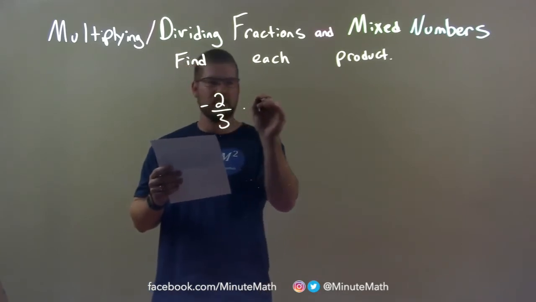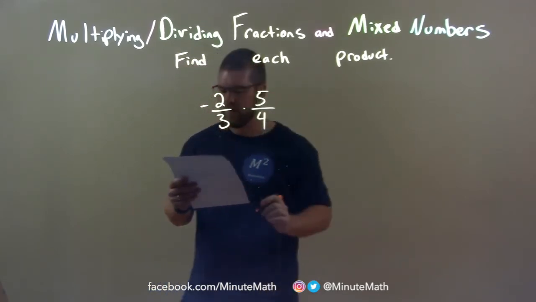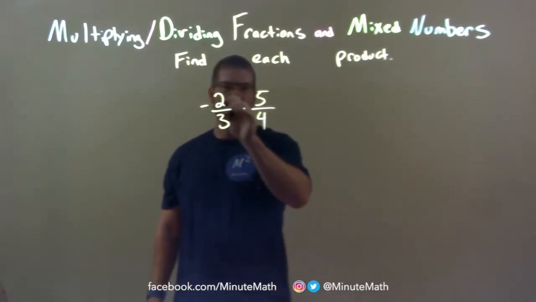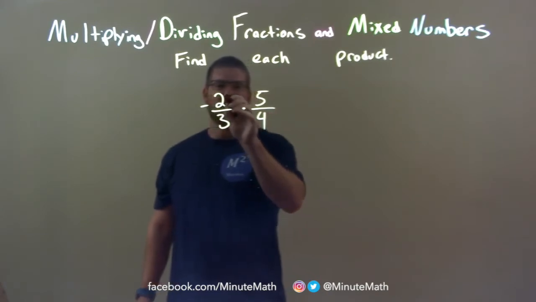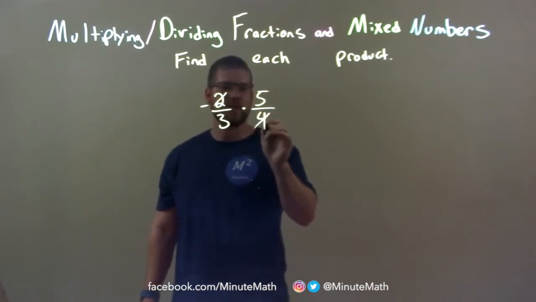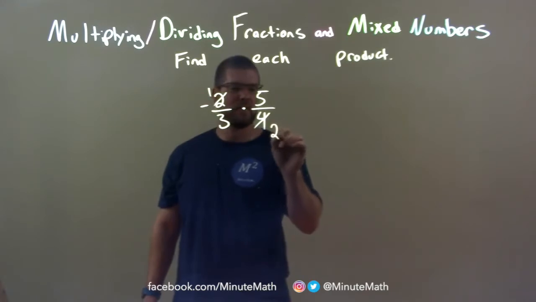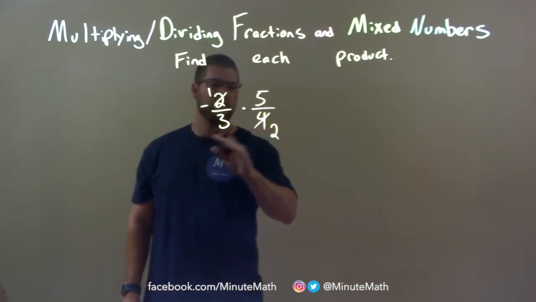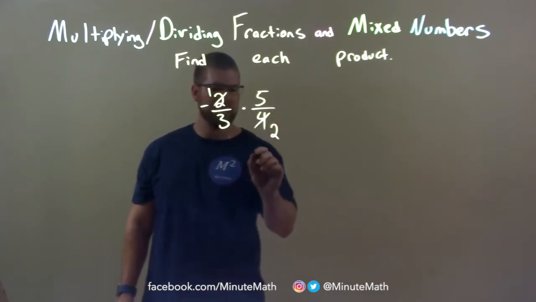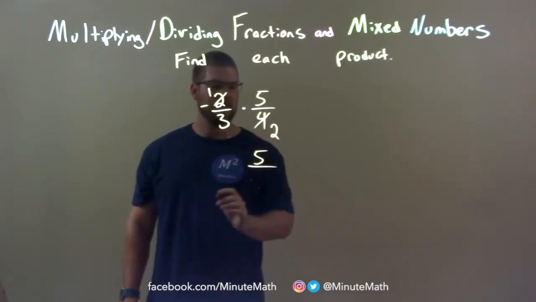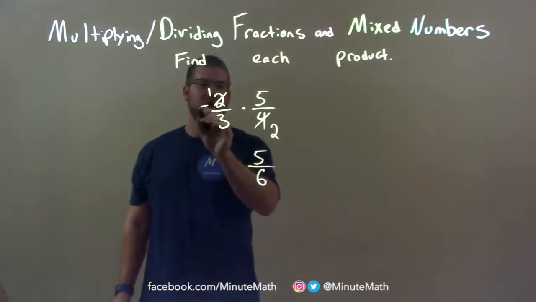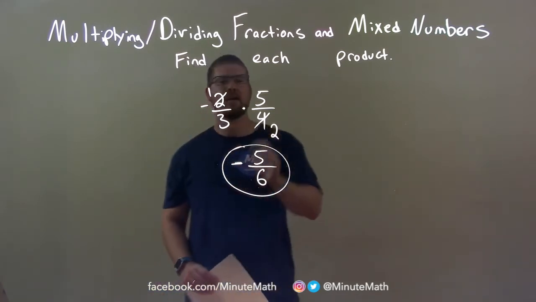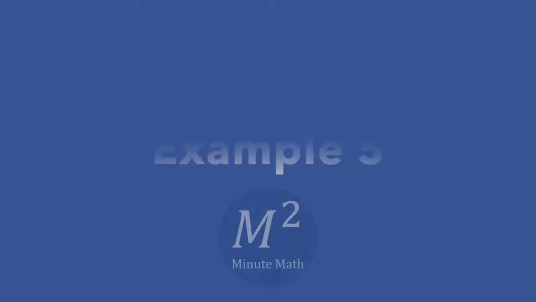-2/3 times 5/4. Okay? Well, we know that the 4 and 2, even though they're diagonal here, they can simplify each other out. 2 and 4 simplify. There's a 1 up here now and a 2 down here. Both are divisible by 2. So now when I multiply across the numerator, then multiply across the denominator, 1 times 5 is 5. 3 times 2 is 6. And a negative times a positive is a negative. So our final answer is just -5/6.